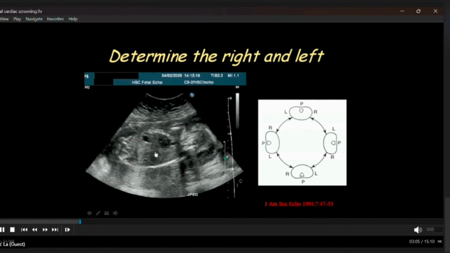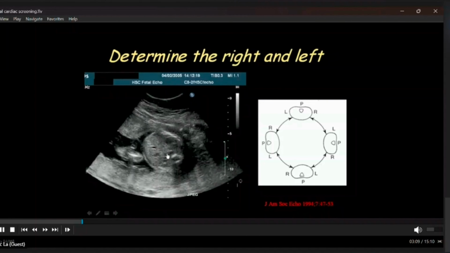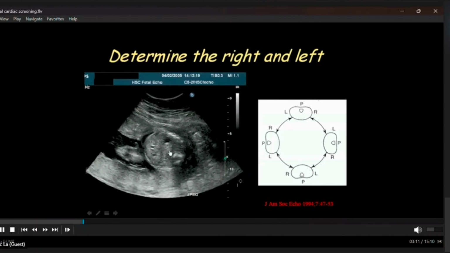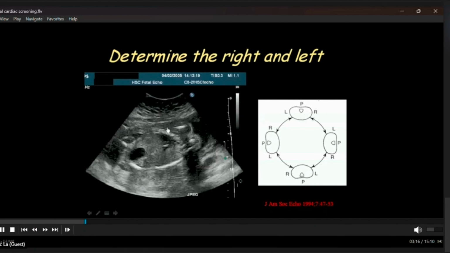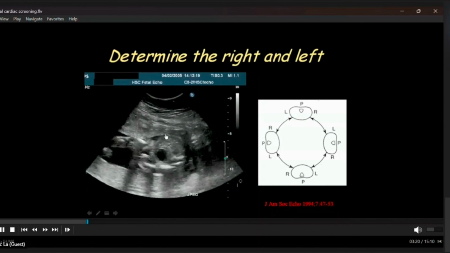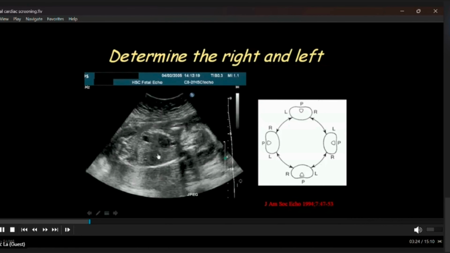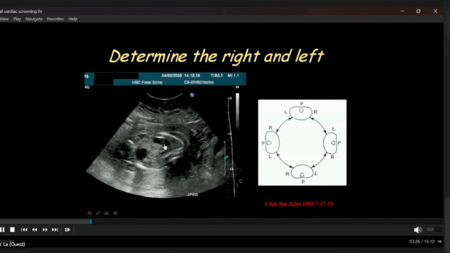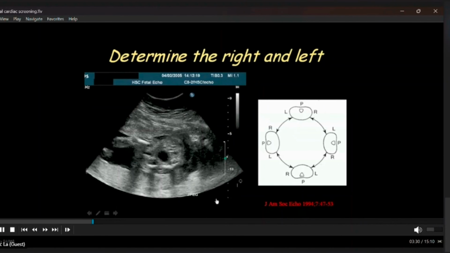joining the IVC, and then joining the right atrium, and then the apex is also towards this side, which is the left. So this is situs solitus levocardia, because the liver is towards the right and the stomach is towards the left and the apex is towards the left. So this is situs solitus levocardia.